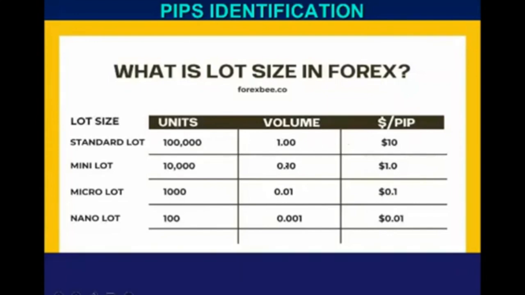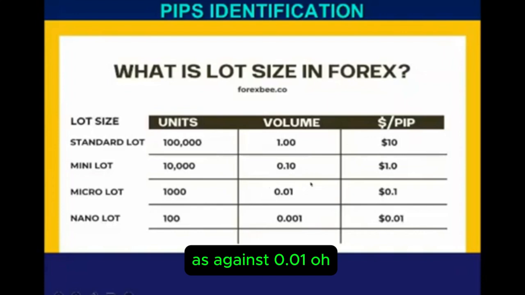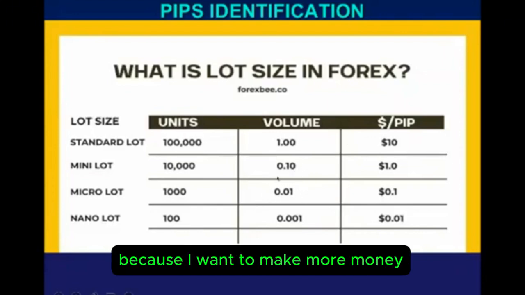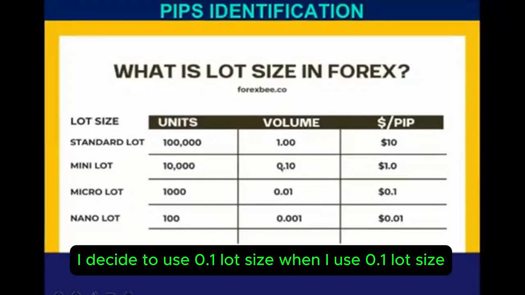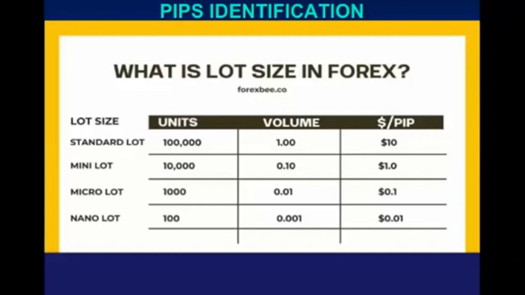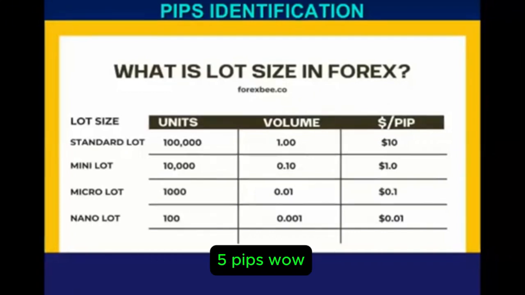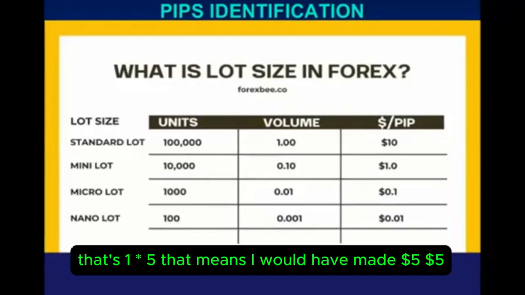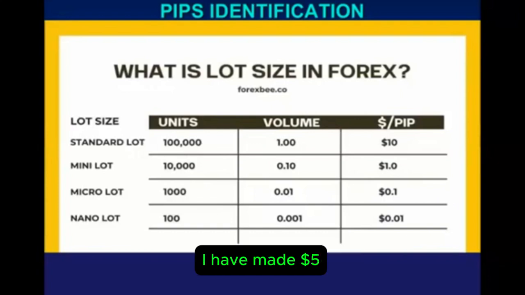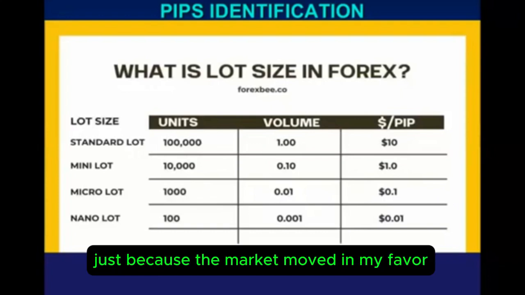Now, another person who is having the same $100, but this person decides to trade with 0.1 lot size as against 0.01. Why will I be wasting my time? I want to make more money. Because I want to make more money, I decide to use 0.1 lot size. When I use 0.1 lot size, the market moves in my favor 5 pips. Wow. Instantly. That's 1 times 5. That means I will have made $5. Can you see? With my $100, I have made $5 just because the market moved in my favor 5 pips.